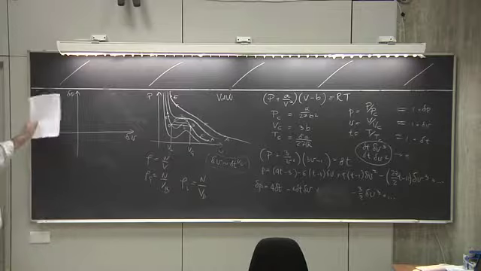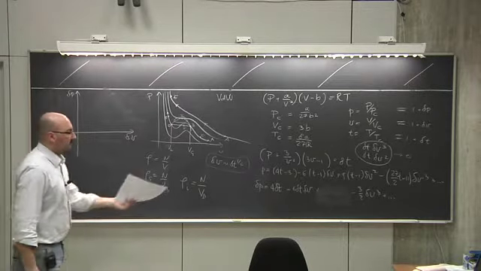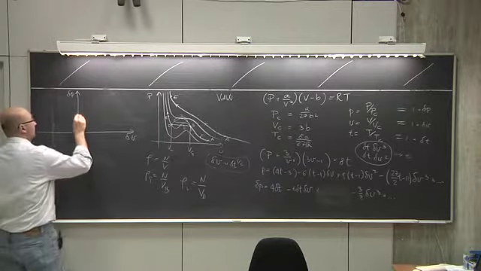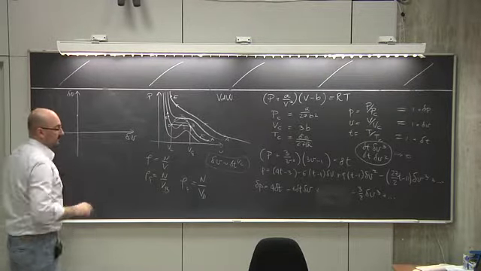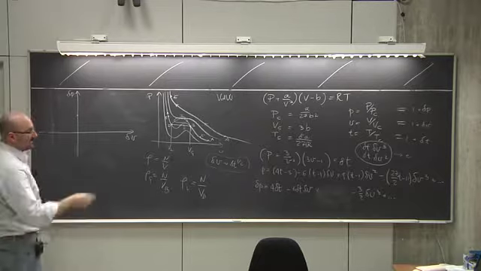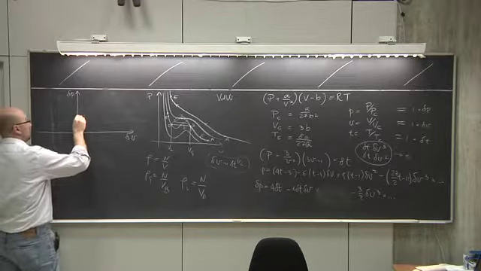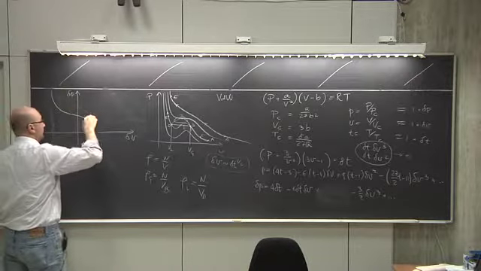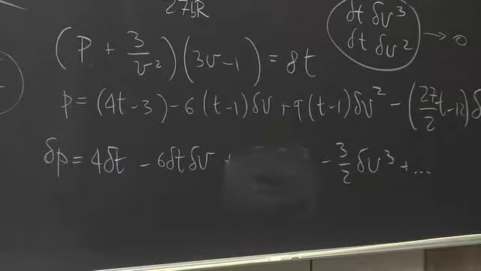Okay, so let's plot this function here. So first of all, for delta v equal to 0, it's always delta p equal 4 delta t. So if delta t is larger than 0, we have a function like this. Okay?